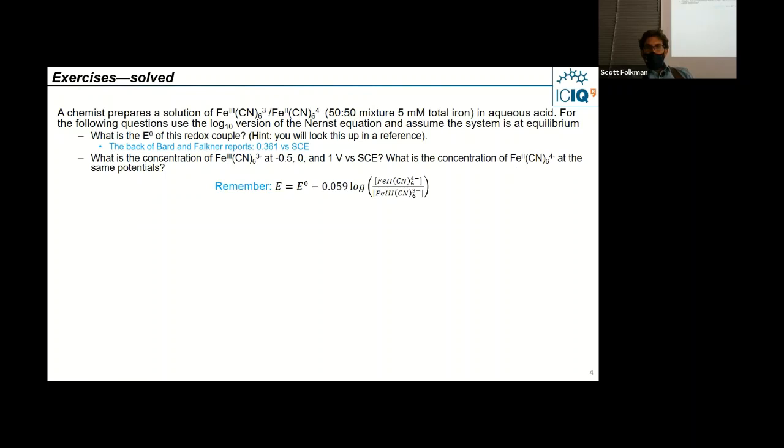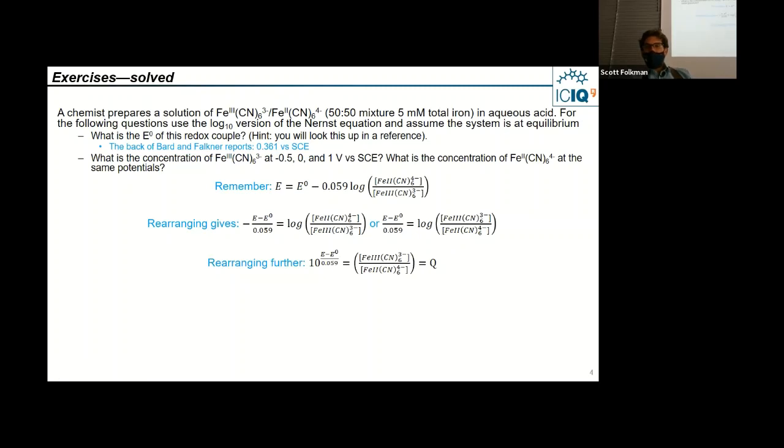So remembering the Nernst equation, we know that whatever voltage we have is equal to the standard potential, which is 0.361 volts, minus 0.059 times the log base 10 of the ratio of iron 2 to iron 3. Doing a little bit of arithmetic, we can rearrange this such that the difference between the solution potential and the standard potential divided by 59 millivolts is equal to the log base 10 of this ratio.